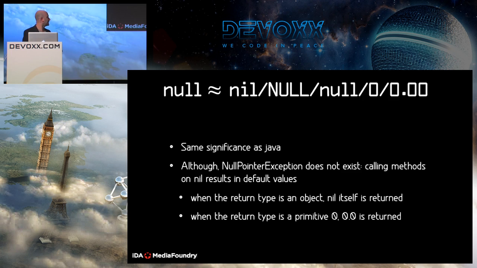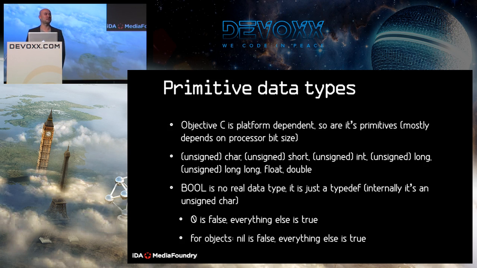If the method returns primitive types, 0 or 0.0 is returned, depending on the type that is returned. So also for booleans, a boolean doesn't really exist in Objective-C. There's an alias for it, but a boolean really is a character, and false is 0, and all the rest is true. So you can shortcut some if expressions in Objective-C as well. You don't always have to compare, is it equal to null? You can just write the variable.